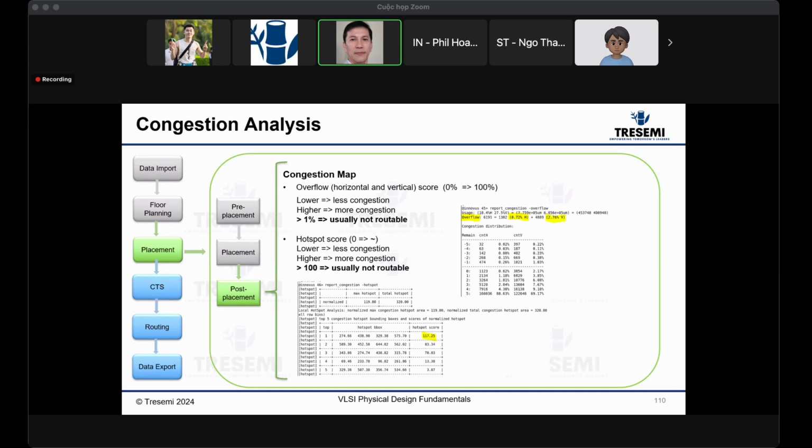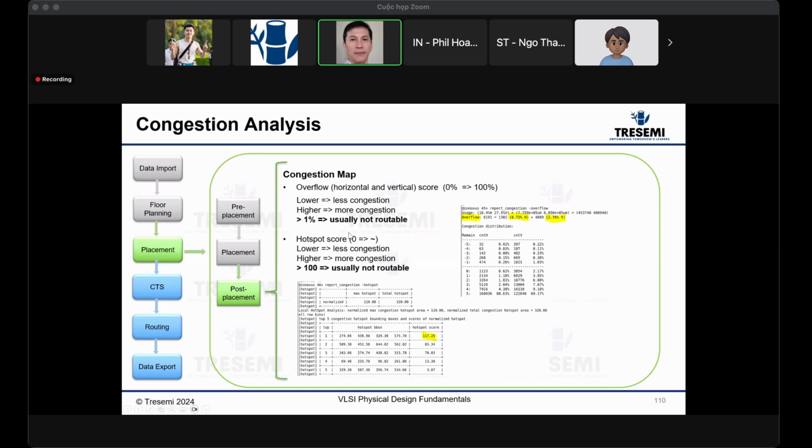Okay, congestion map score. I think in one of the lectures we talked about this. So the overflow is horizontal versus vertical score. It goes from 0 to 100%. So the lower number is better, which means less congestion. The higher the overflow, bad, meaning more congestion. Okay, so usually in Innovus, anything I've seen, if it's over 1%, it's going to be a little more challenging to route. So if you have 5% congestion, it's all highlighted red. You've got an issue. So anything 1% or less usually is routable, but anything over, it's going to be more difficult.